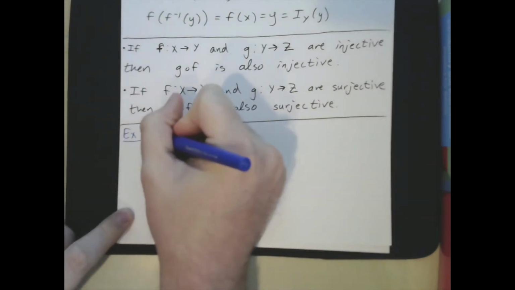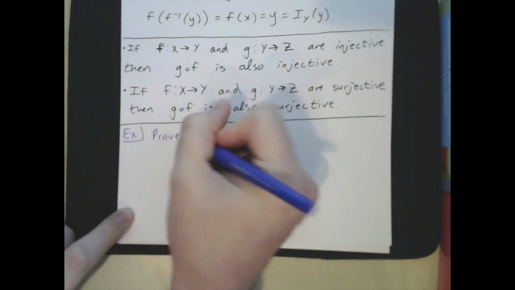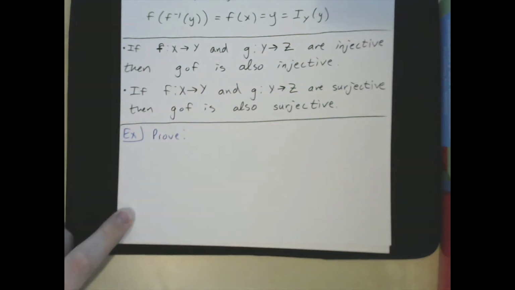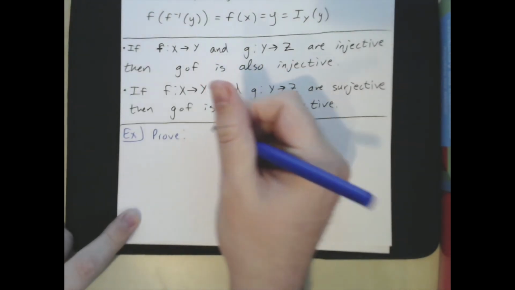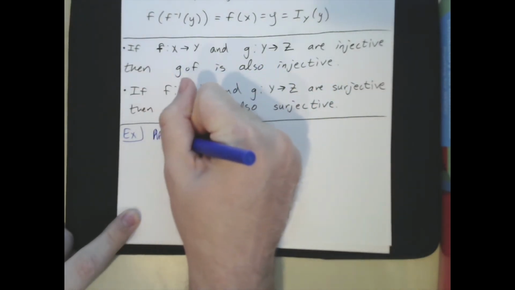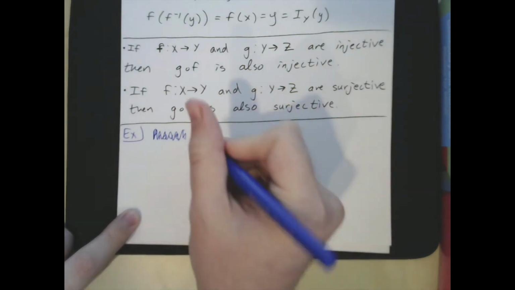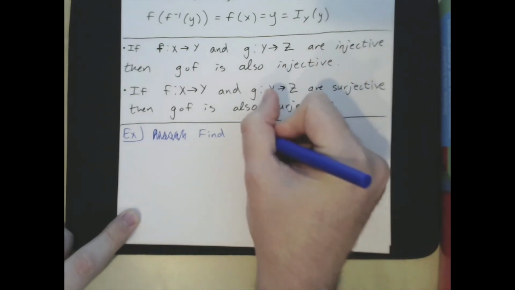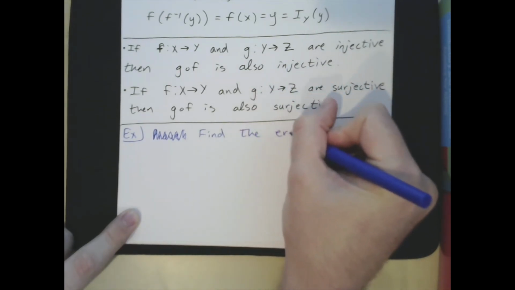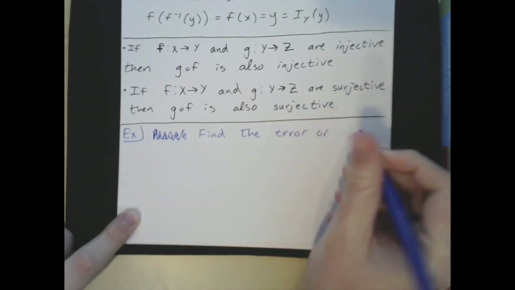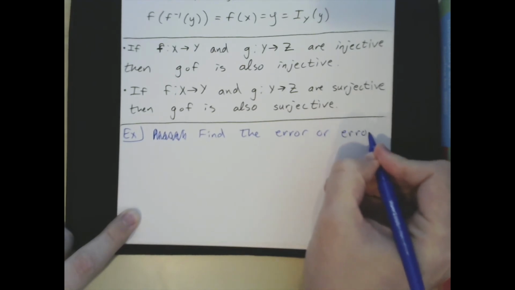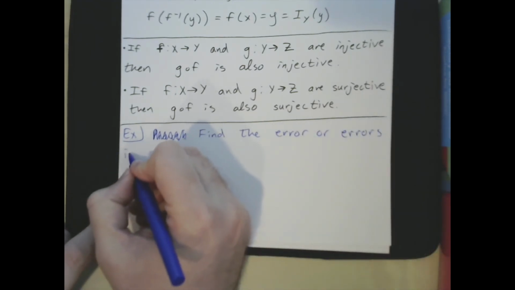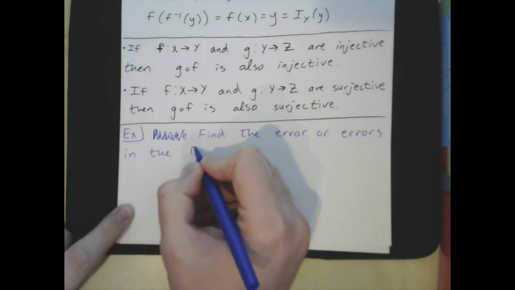So let's prove actually, let's not do a proof. Let's do something more fun. Let's find some errors, or one error. Find the error or errors in the following proof.